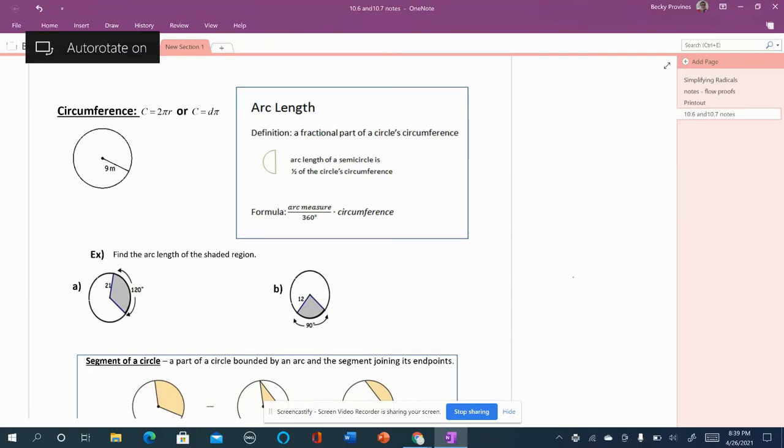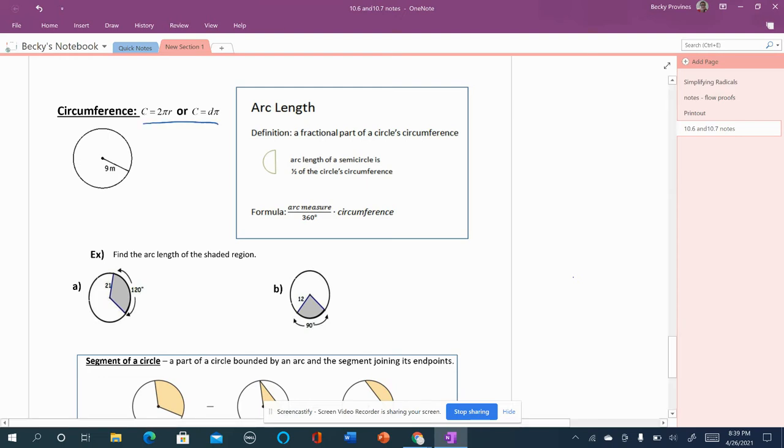Welcome back. We're going to finish the back side of these notes. We're going to start with circumference. So here's the basic formulas, 2 pi r or d pi. Whenever I give you the radius, the easiest way is just to say 2 pi times 9. So my answer is 18 pi meters.